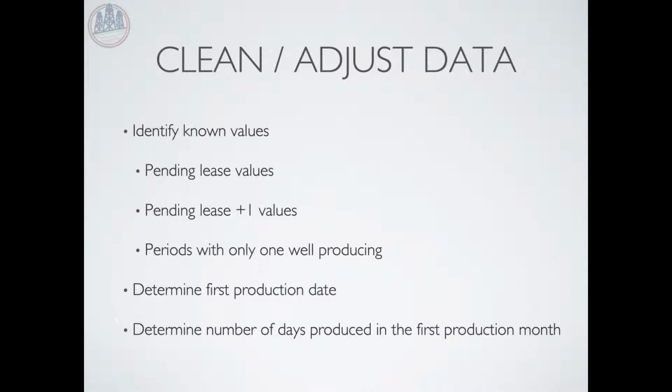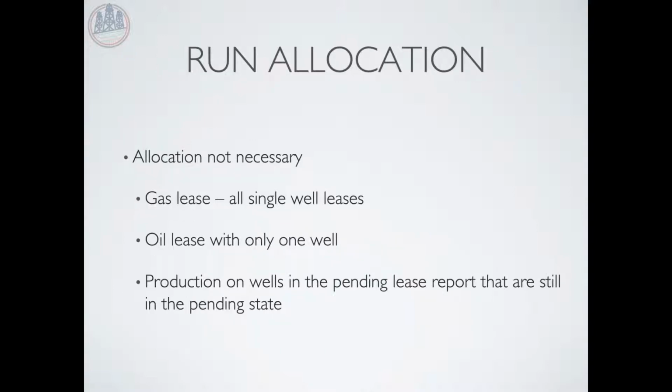And then if a well has come online in a new month, we try to identify the number of days it produced during that month, and that's going to help us whenever we go through our allocation to weight those properly. And then now we get to the running allocation. The allocation obviously is not necessary on gas leases or oil leases with one well. And then finally also any wells that are on the pending report only. In any given month, you have a handful of wells that are not associated to a lease yet, and so we just take those pending lease data points and drop them straight in and assign them to the well.